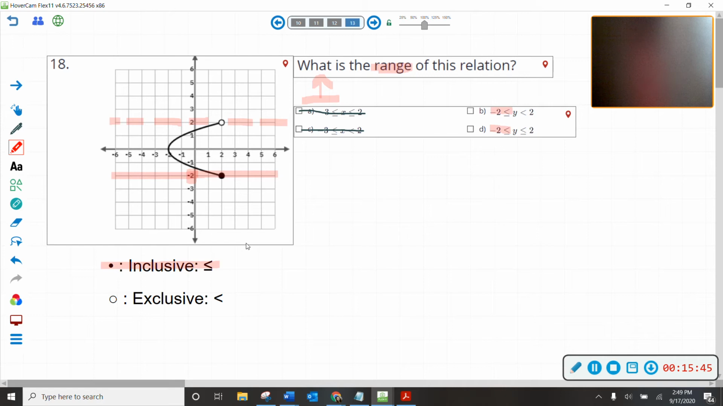Now, if we go all the way to the top, we have a dashed line. And dashed lines mean exclusive. So I'm exclusive at +2. Oh, so that means I should have a less than symbol at +2. I'm going to make it dark just like I had that other one there. Okay, so that means my final answer would be B.